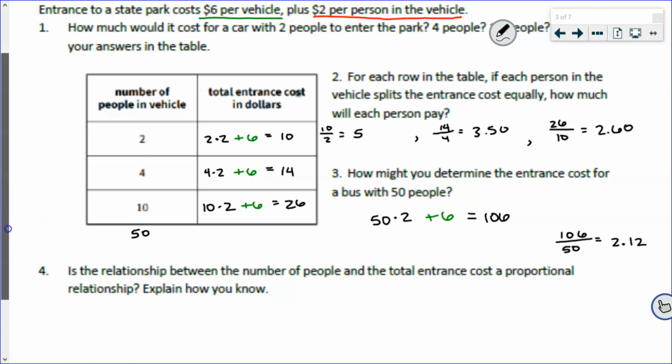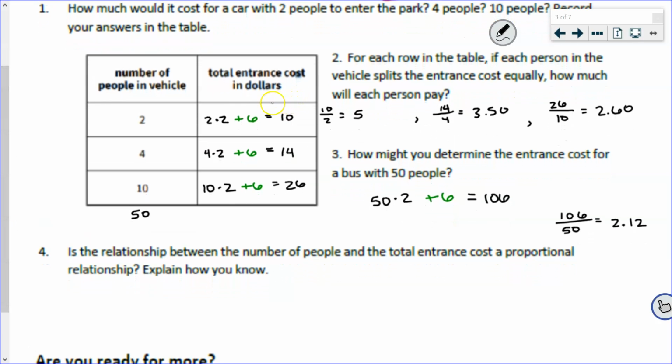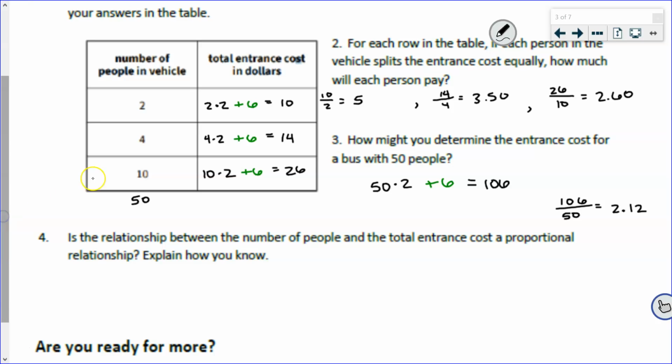So, is the relationship between the number of people and the total entrance cost a proportional relationship? Again, I want you to talk to each other. Think about what the definition of proportions is. Think about the characteristics we've seen before. Give you about 30 seconds to discuss. Ready, set, go.